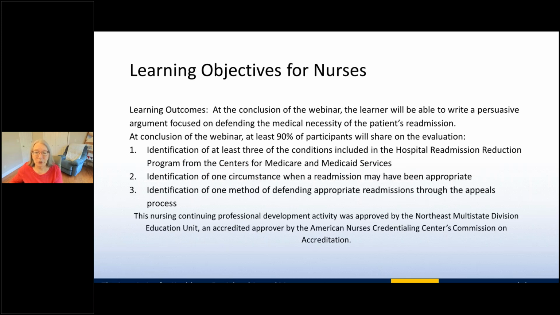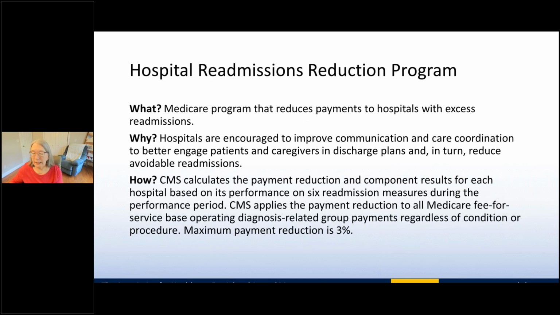Our learning objectives for nurses are the same, we just have to write them a little bit differently for the nursing CEUs. They require it written in just a little bit different manner. Okay, so let's get into it.